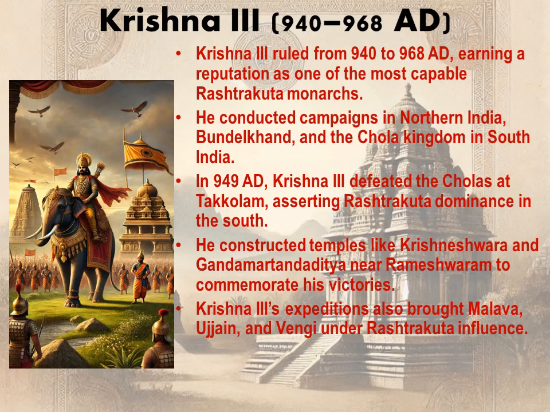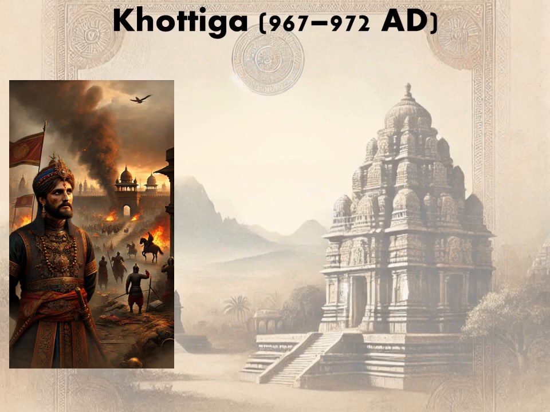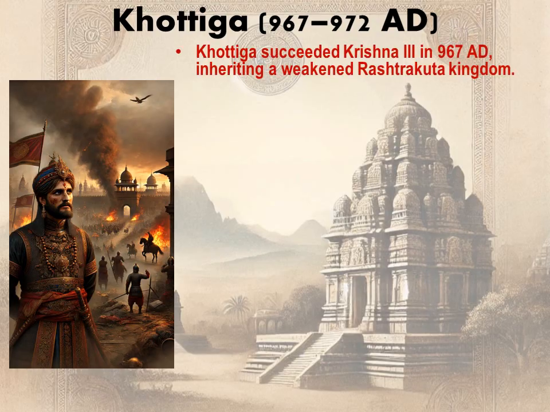Krishna III's expeditions also brought Malava, Ujjain, and Vengi rulers under Rashtrakuta influence. Historians such as Dr. Altekar consider him one of the dynasty's best rulers. Kotigga, 967 to 972 AD. Kotigga succeeded Krishna III in 967 AD, inheriting a weakened Rashtrakuta kingdom.